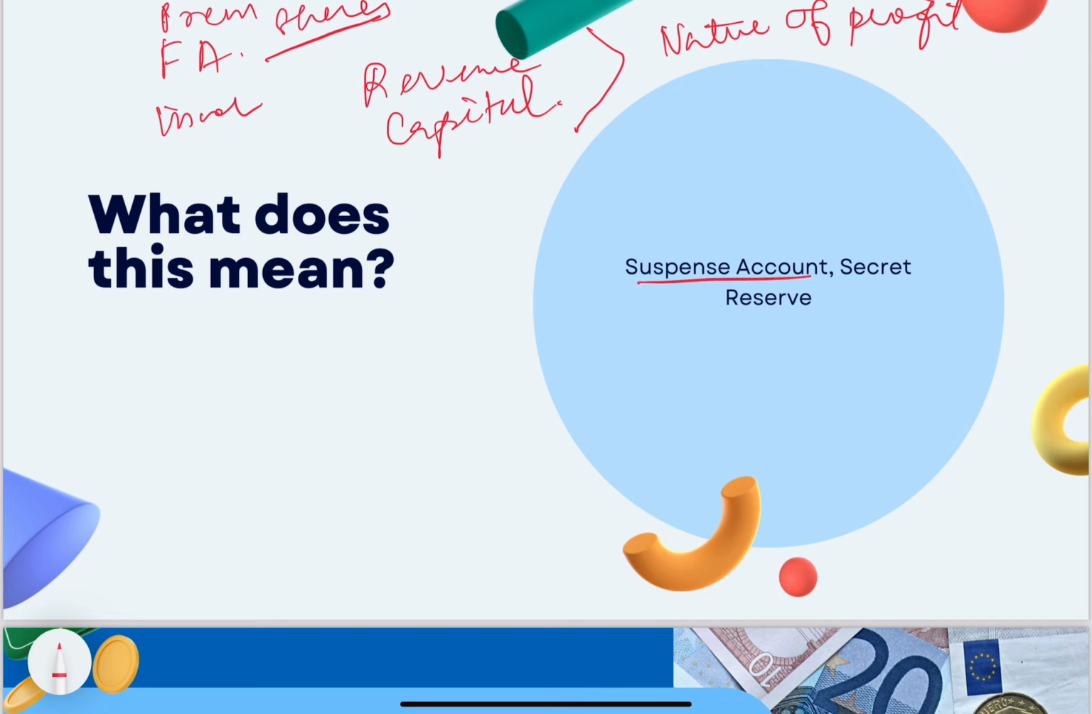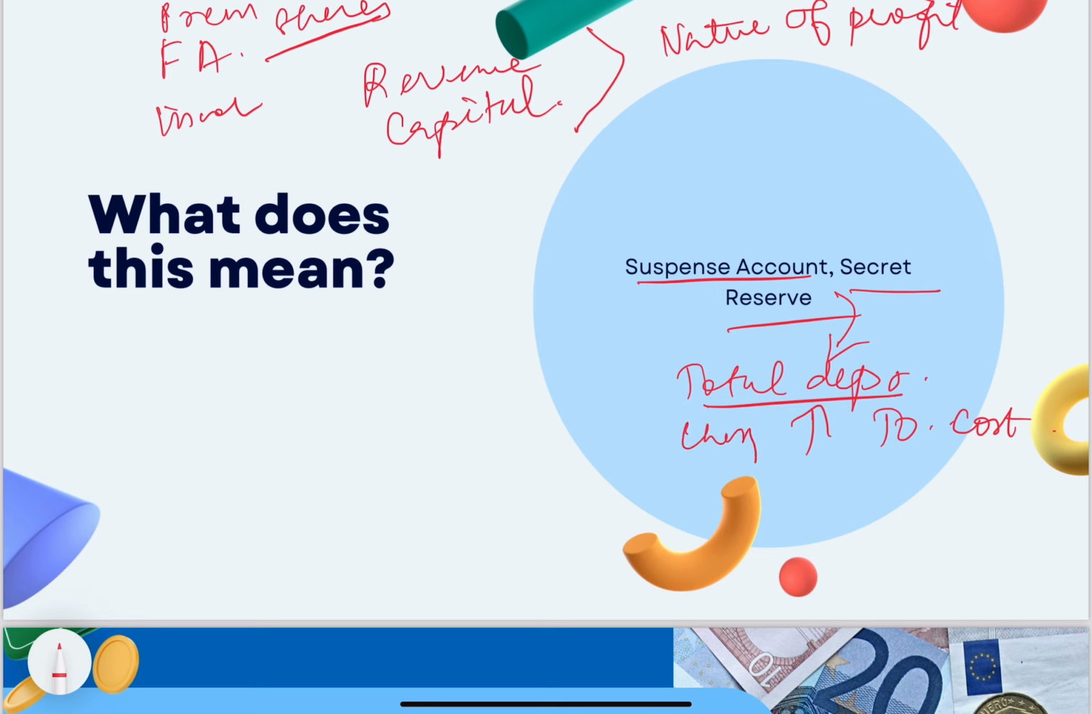Then there are two terms: what is a suspense account and a secret reserve? I'll talk about secret reserve first, since we have been talking about reserves. Just like the name suggests, when the total depreciation charged is higher than the total depreciable cost, a secret reserve is created. It is not explicitly shown in the balance sheet, but this might come in the MCQ. So when the total depreciation charged is higher than the total depreciable cost, a secret reserve is created.